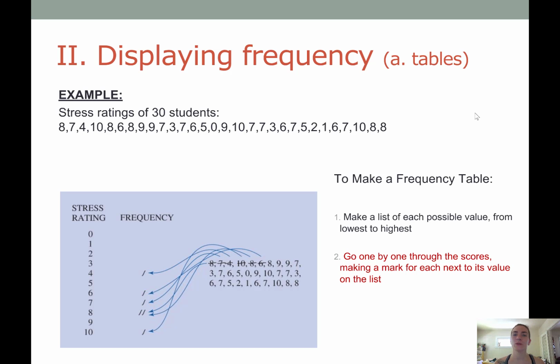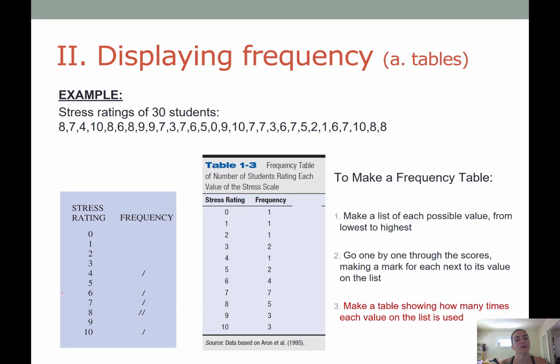Okay, step 2 looks a little more complicated, but it's actually quite simple. We're going to go through our data, our list of scores, and put a tally mark next to the stress rating for that individual score. For example, the first person had a score of 8, so we come down here and draw a tally mark next to the stress score of 8. You'll do that for every individual's score in our sample. So we end up with a column labeled frequency that has a tally mark representing the number of times that score occurred in our sample.